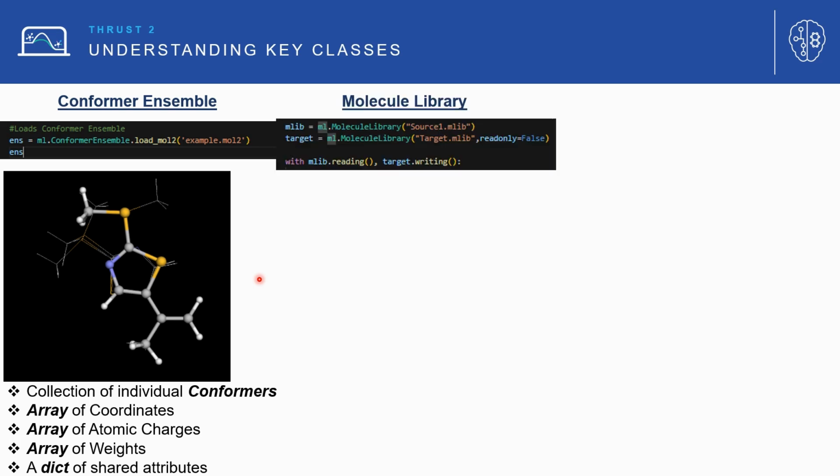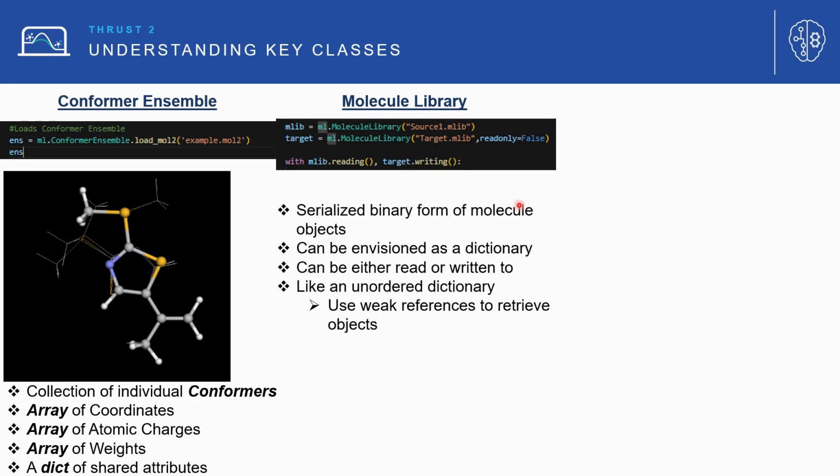Now, this leads us to the final two key classes within Molly for how we serialize these objects. The first is the molecule library, and you can imagine this a lot like a zip file or an HDF5 file. You can either read or write directly from these, and this is just a serialized form of the molecule objects. You have a dictionary where a name of an object points to its binary form that can be read or written to.